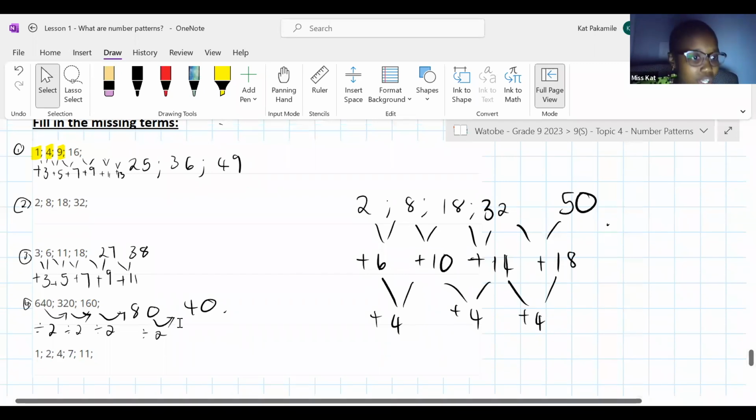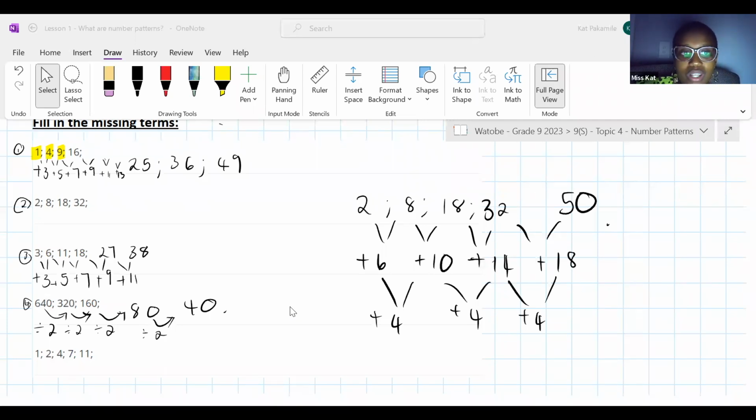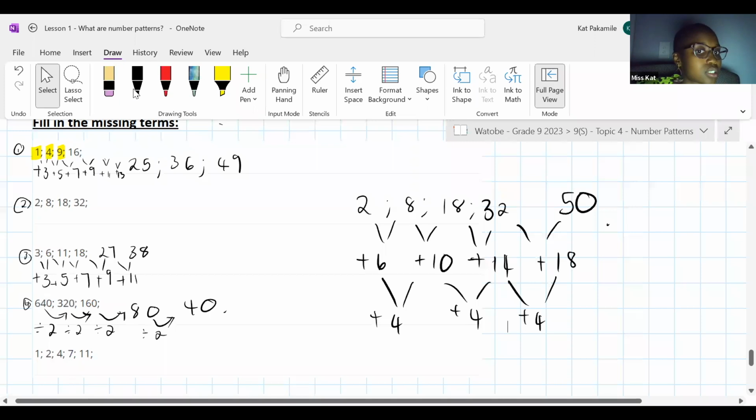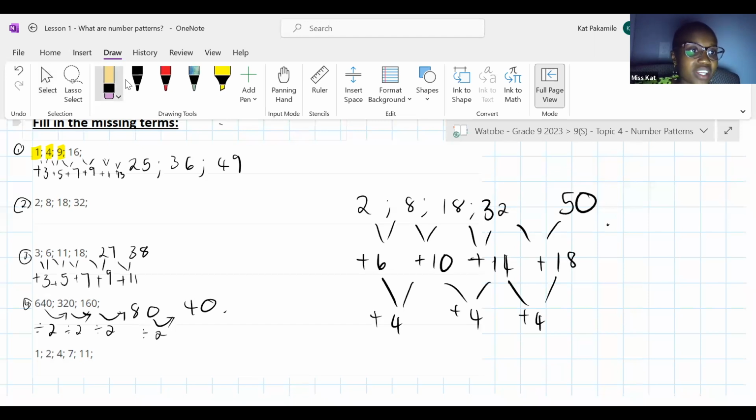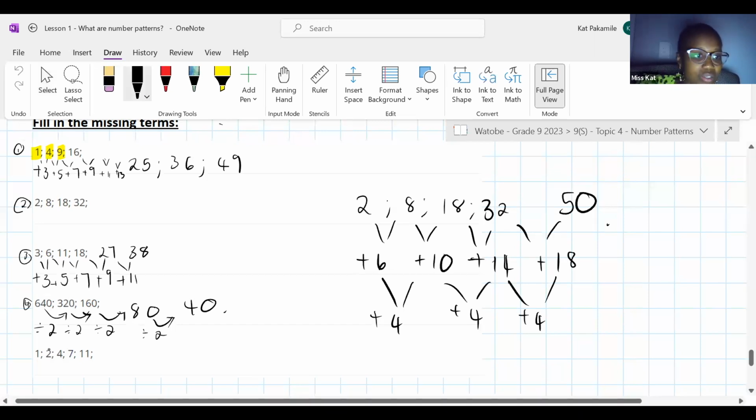Let's see what we can do with 1, 2, 4, 7, 11. That's good. You understand that? It's brilliant. Sahasra, I'm hoping I say your name right. Yes, ma'am, it's Sahasra. I wasn't that far off. Okay, do you see the pattern in the last one?